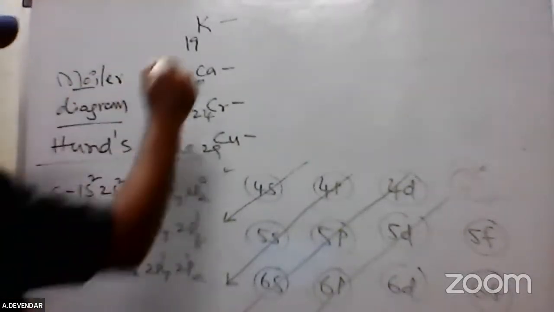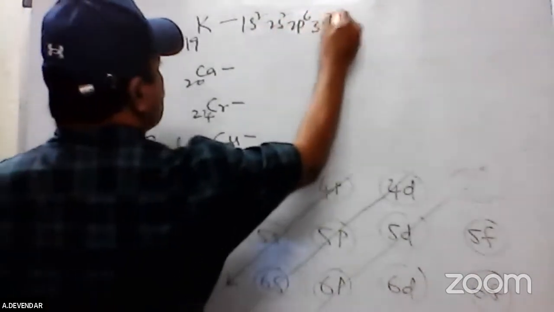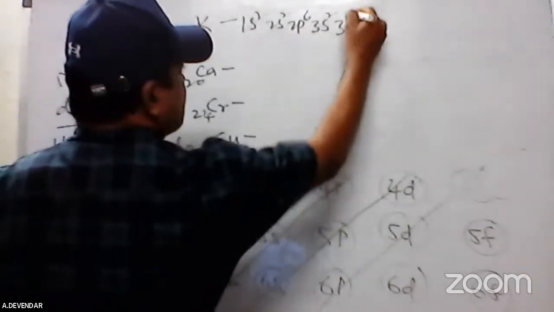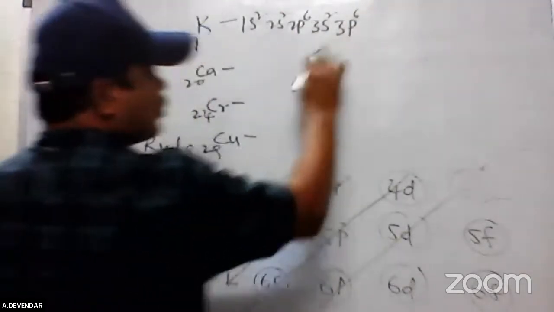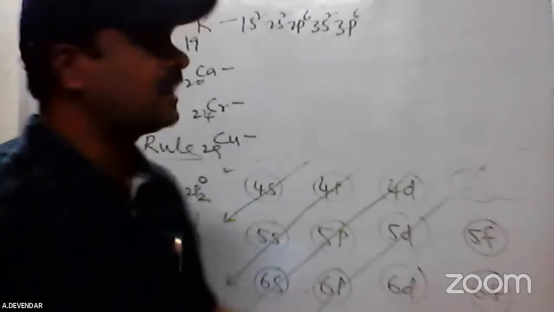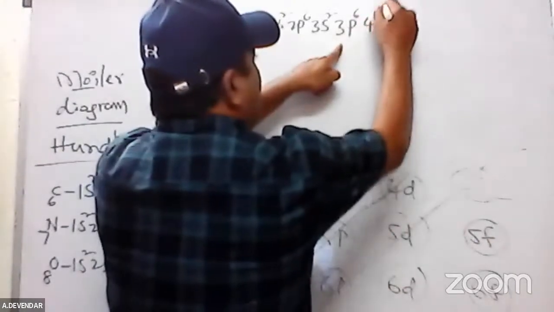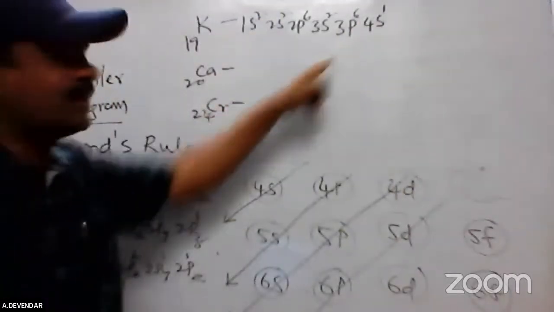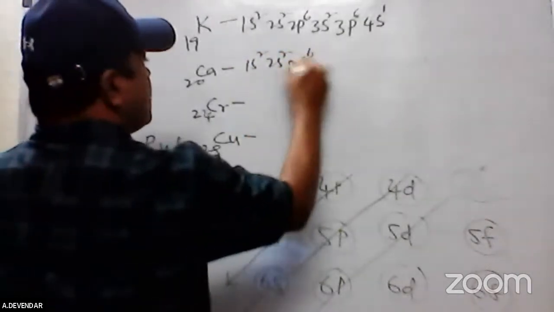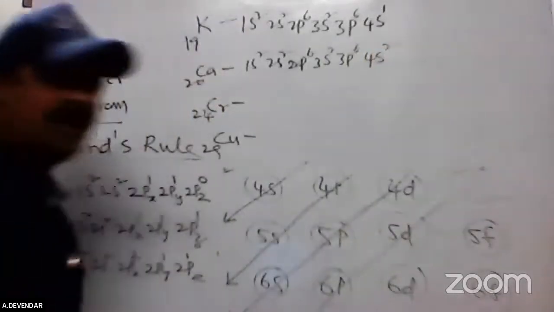They are asking for potassium. What is it? 1s2, 2s2, 2p6, 3s2, 3p6. That is 18 electrons. Where does the last one enter? According to your concept, the third shell has d orbitals and it could enter the d orbital. But considering the energy order, it goes to the 4th orbit. That is 4s1 only. Next is calcium. Similarly, 1s2, 2s2, 2p6, 3s2, 3p6, 4s2, not 3d.